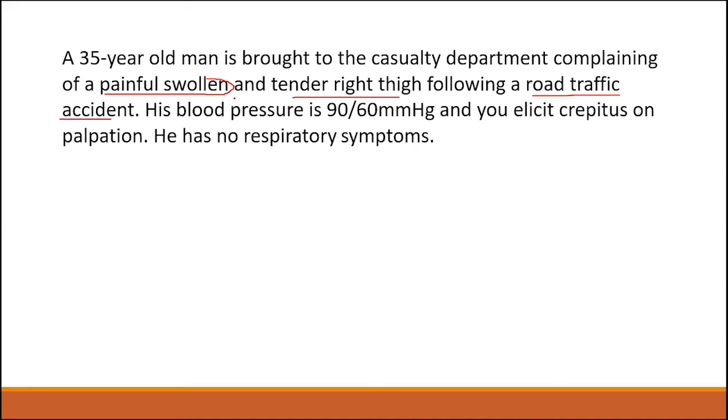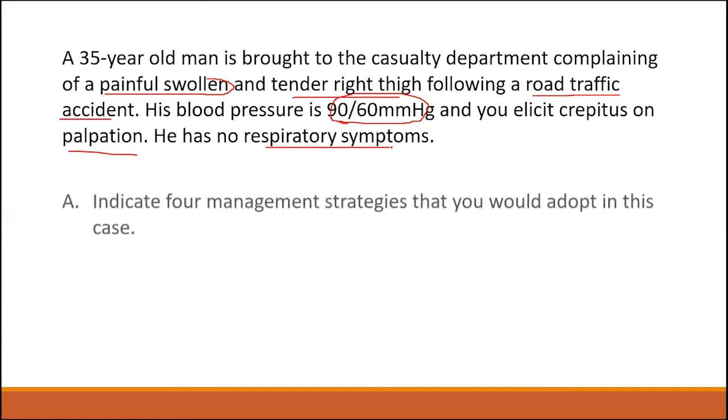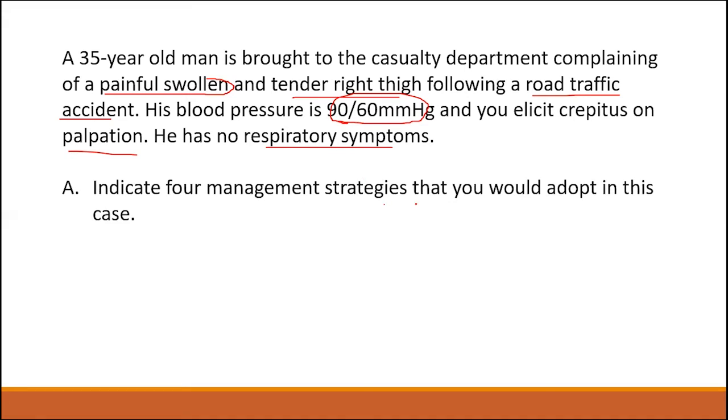Now look at the blood pressure. The blood pressure is 90/60, so this person is not hemodynamically stable, and you elicit crepitus on palpation. It means there's friction, a sliding of the bones basically. So again, it tells you there's a problem. There could be a fracture in the thigh, or in the femur. Luckily for us, he has no respiratory symptoms. So what then is the question? The question is, indicate 4 management strategies that you will adopt in this case.